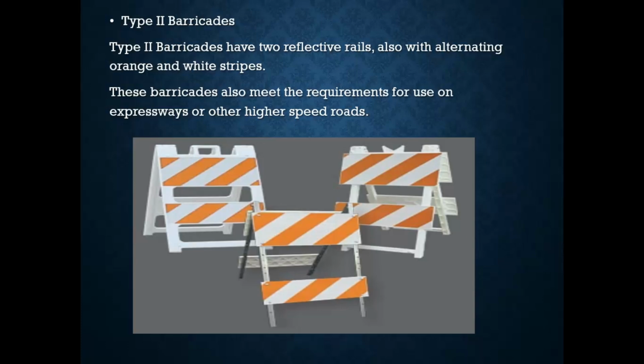This barricade is also required for use on higher speed roads like highways. You can use this type 2 barricade because it gives better visibility at night than the type 1. Like we said, type 1 is used for pedestrian traffic control, but type 2 can be used on expressways or other higher speed roads.